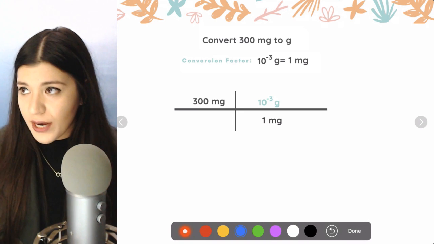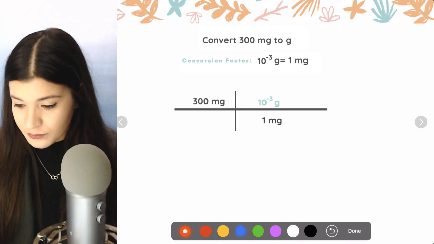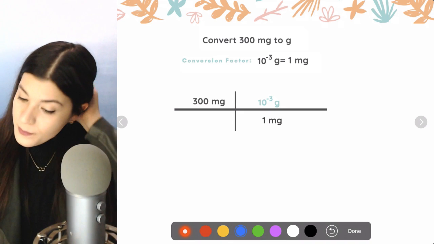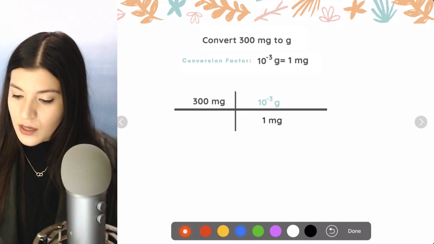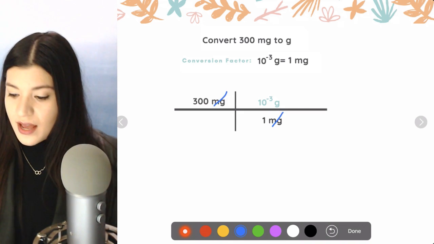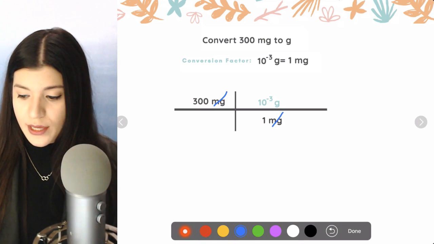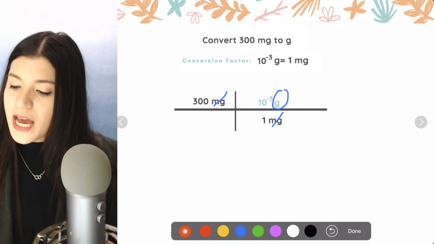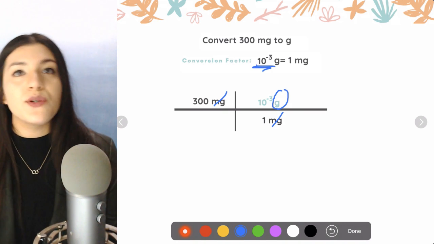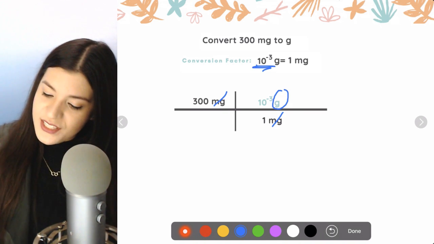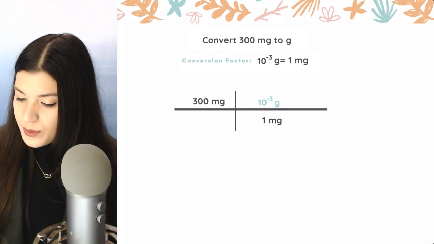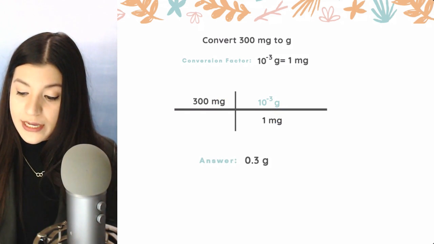And then those milligrams would then cancel. So these milligrams will cancel, and then we'll be left with grams, since that's what we're looking for. So we'll be left with grams. And remember, this 10 to some sort of exponent always goes with our base unit. That would cancel, and we would be left with 0.3 grams.